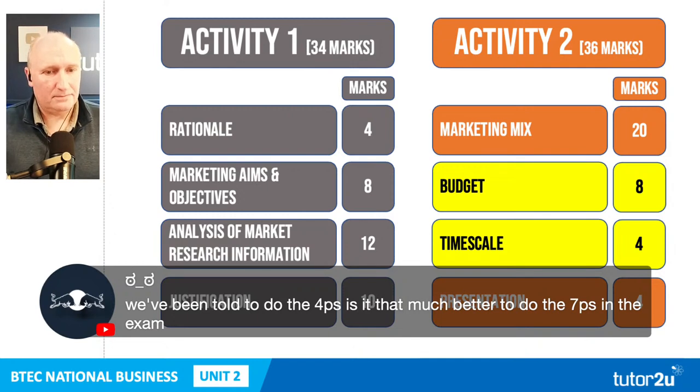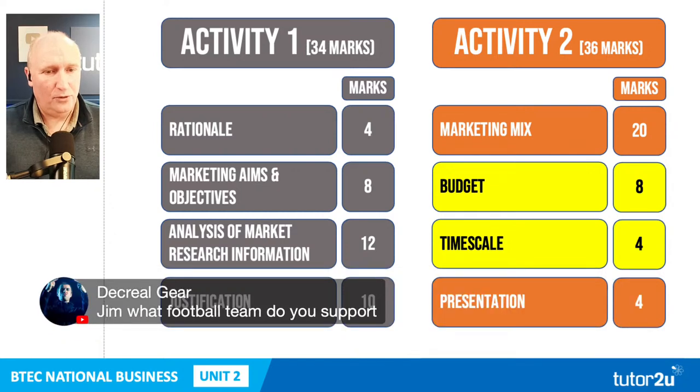What else have we got here? What football team do you support? That is a Unit 2 question. Harrogate Town, because they are, by distance, the best footballing side in England at the minute. Not necessarily the highest, but yeah, League 2.